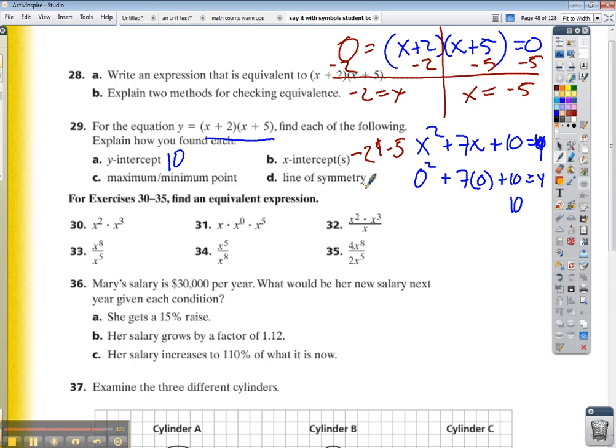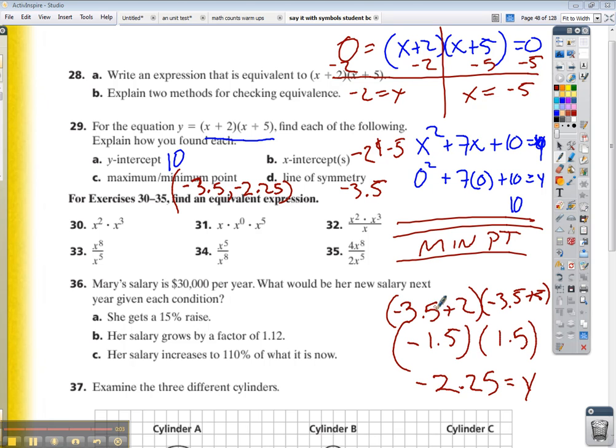Now, my line of symmetry I'm going to do next. My line of symmetry occurs halfway in between the two intercepts. Well, what number occurs halfway in between these two? Directly in the middle is negative 3.5. And then to find my maximum or minimum, I plug this in. I'm going to do that off screen. So I just plugged in that value to the factored form equation, got my y value.